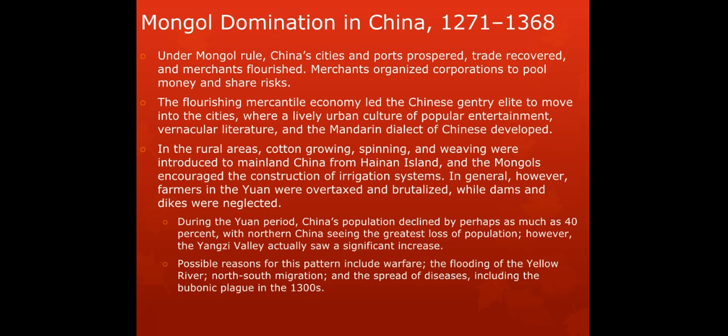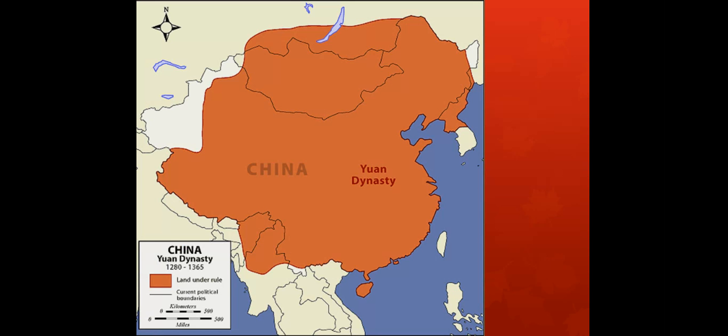During the Yuan period, China's population declined by about 40%. Northern China sees the greatest loss. Possible reasons for this, you've got warfare, the flooding of the Yellow River because the dams were neglected. You have north to south migration, the spread of disease, that bubonic plague, but you also, again, when you're not focusing on agriculture and more on trade, you do have an issue. Do we have enough food for everyone? Guys, this is pretty impressive.